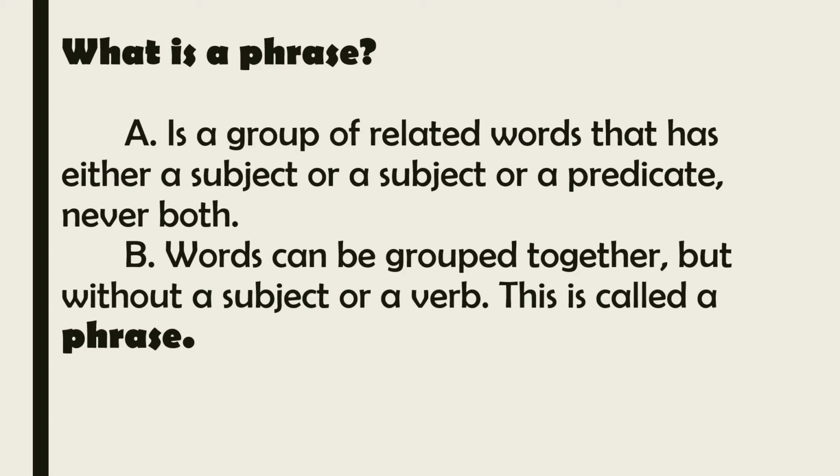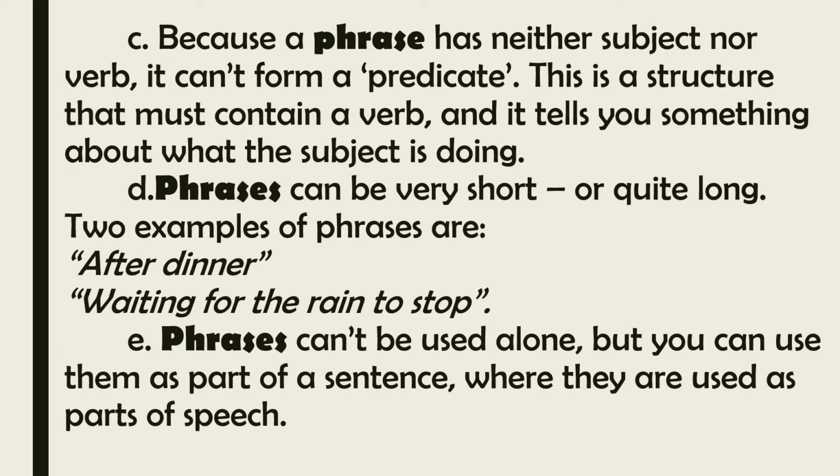A phrase is a group of related words that has neither a subject nor a predicate. Another meaning is that a phrase is words that can be grouped together but without a subject or a verb. This is called a phrase. Because a phrase has neither subject nor verb, it can't perform a predicate. A predicate is a structure that must contain a verb and tells you something about what the subject is doing. Phrases can be very short or quite long. Two examples of phrases are: after dinner, waiting for the rain to stop.